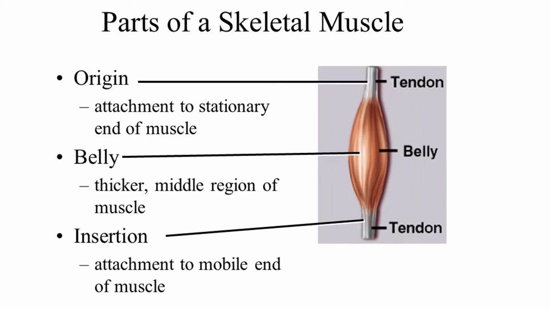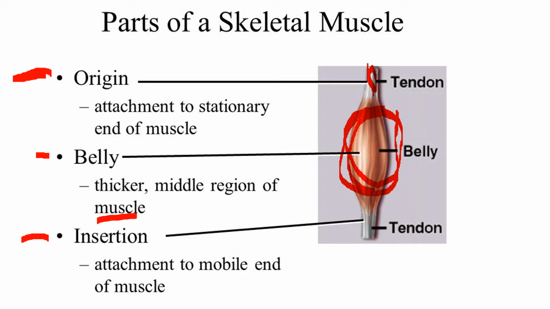Okay, so the parts of skeletal muscle. We have the origin. Again, you have the tendon that's attaching it to the bone, so that's stationary. We already talked about the origin and the insertion, and then in the middle you have the belly. So this is the belly, the thicker region of the muscle. Just like in the arm schematic we had a couple slides back, the belly would be like the bicep or tricep area, the middle region, the thicker portion of the muscle.